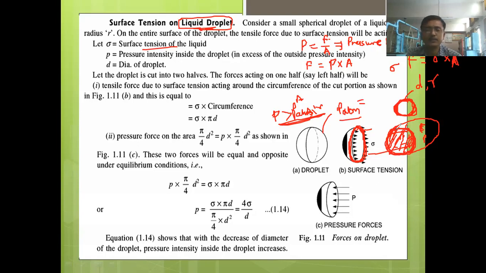So I think this much part is clear to all, whatever I am saying. Once again I will tell you, the surface tension is acting on this particular circumference of the circle.